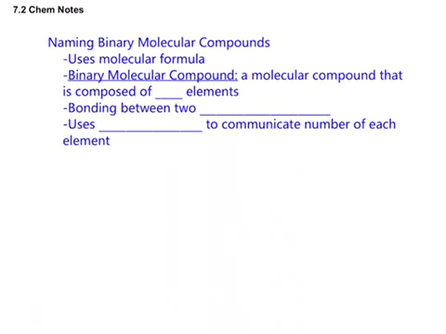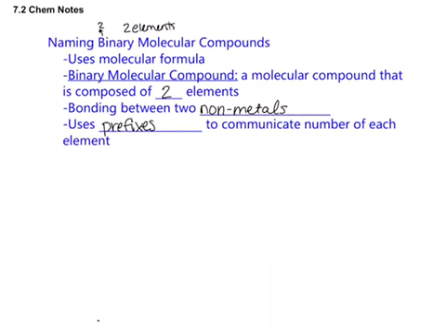So when we name a binary molecular compound, remember bi means two. So a binary molecular compound is a compound with only two elements. We use the molecular formula. And here's your definition of binary molecular compound. It's a molecular compound that is composed of two elements. The two elements will be two nonmetals. And we use prefixes on the names to communicate the number of each element.